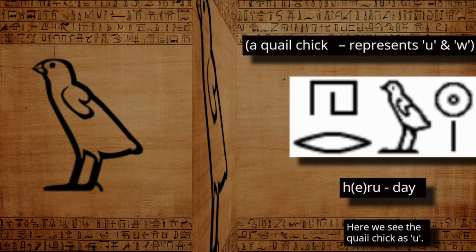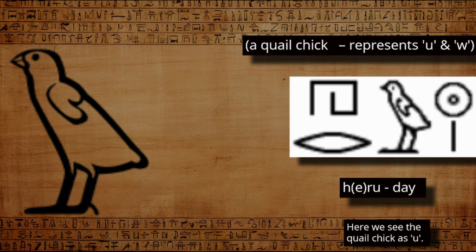And here's our quail chick again, this time taking on the sound oo. And you might be able to spot a trend here. In the word heru, which means stay, you will see the quail chick sitting in a different spot. And here's the simplified rule. It's read as V when it starts a word. It is read as U when it is either in the middle or at the end. And if you're curious, I can share in the comment section a deeper dive into this topic. Just let me know. We are almost there.